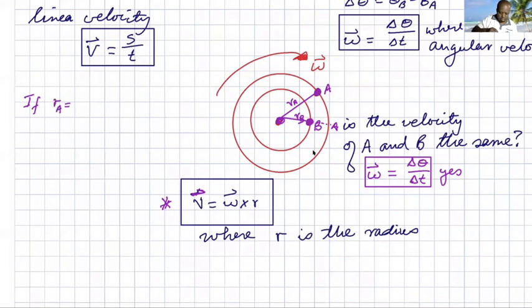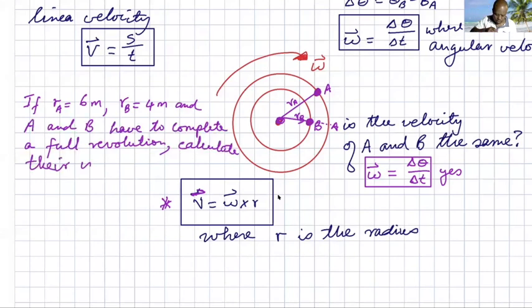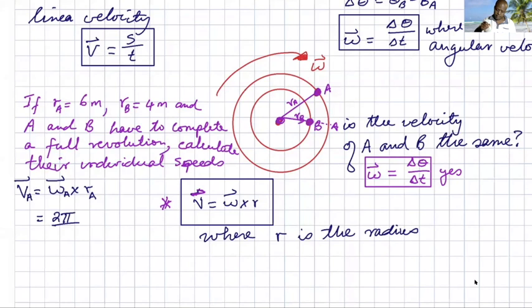In this example, let's say RA is equal to 6 meters, and RB, which is the smaller one, is equal to 4 meters. Now, let's check the velocity that each of them has to use in order to complete a full revolution. We're going to calculate their individual linear speeds. VA will be the angular velocity multiplied by the radius of A: 2 pi divided by the time, and let's say T is equal to 5 seconds, multiplied by RA, which is 6 meters.